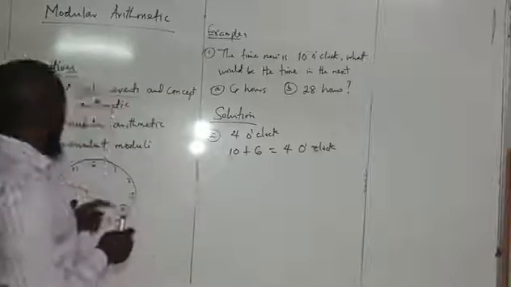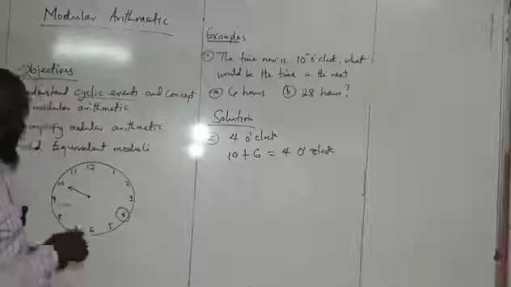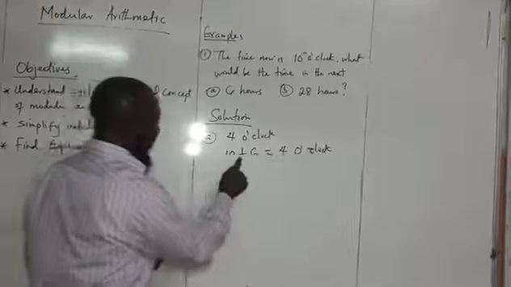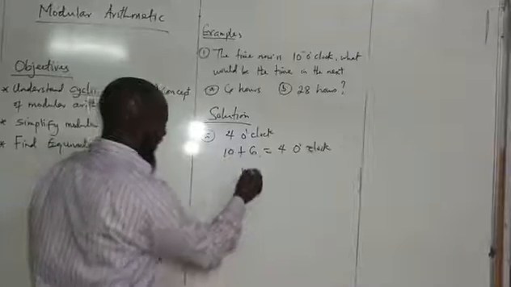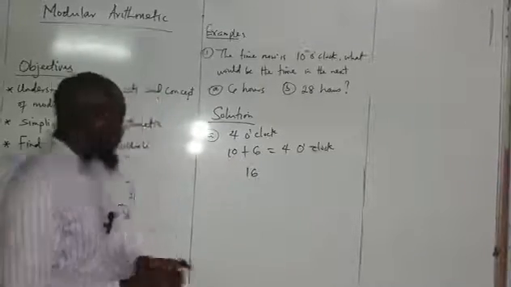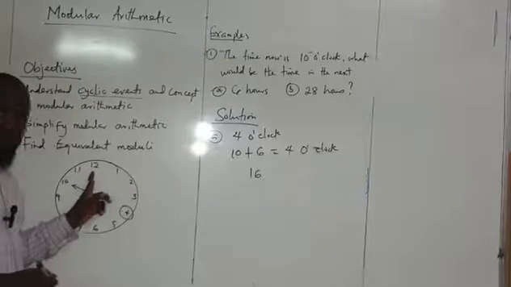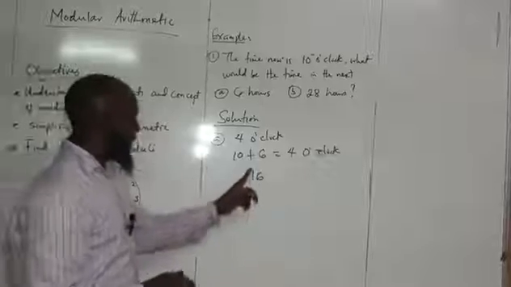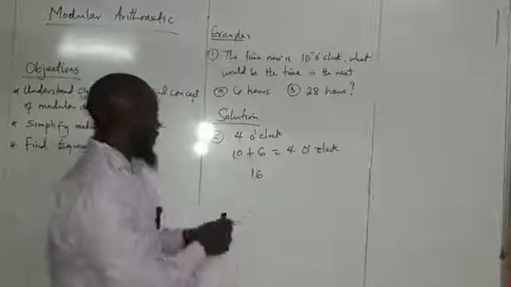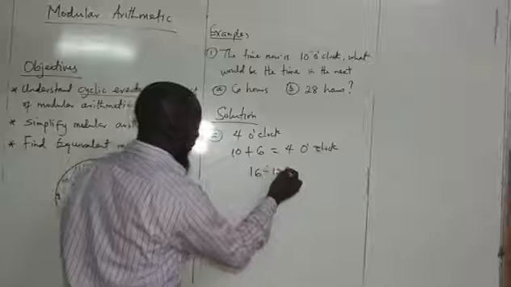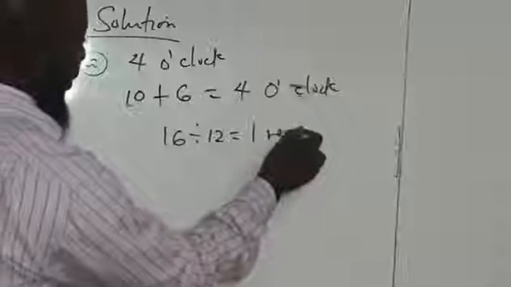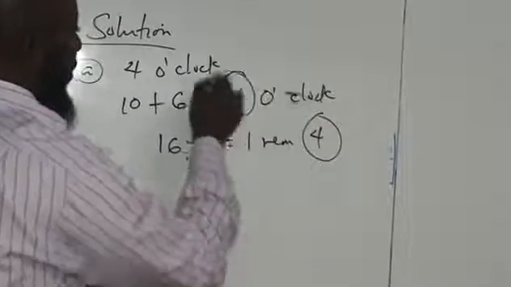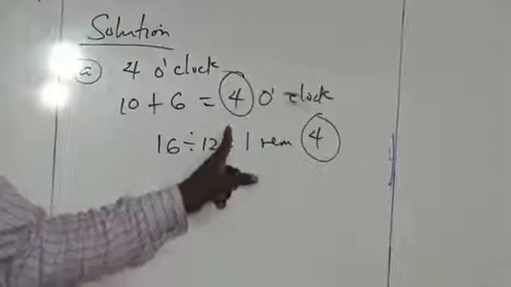Now, because it is a cyclic event, it is from 1 to 12. If you look at 10 plus 6, that's supposed to give us 16. But 16 is more than 12. What we're going to do is divide 16 by 12. When you divide 16 by 12, it will give you 1, remainder 4. It is that 4 that turns to our answer. I believe I'm making sense.